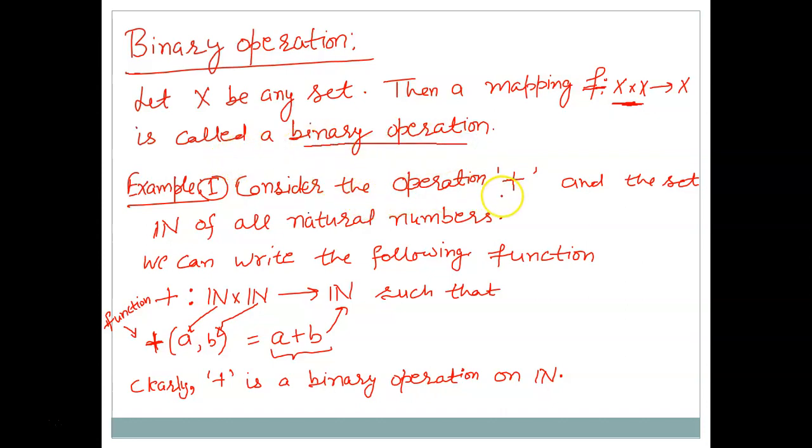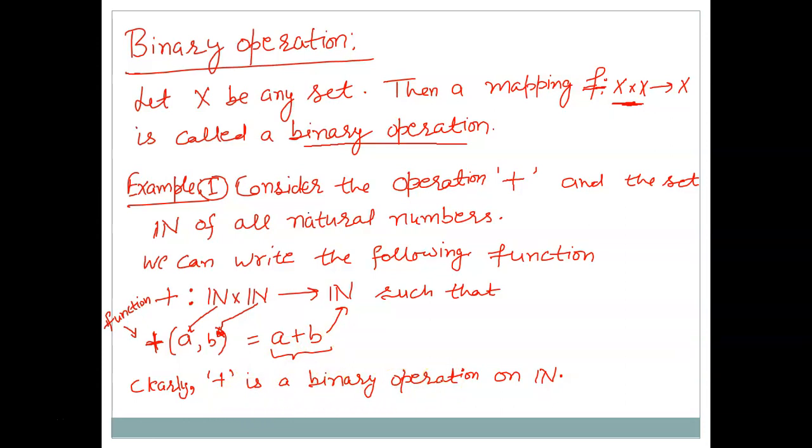For example, you consider the plus operation over the set of natural numbers. We can write the following function: in place of f, I am writing plus, N cross N to N. You are taking two natural numbers, because the Cartesian product consists of ordered pairs. The first element should be from N and second from N. Ordered pair is (a, b), a is a natural number, b is a natural number. Suppose plus of (a, b) is defined as a plus b, the usual way of addition. Then definitely the sum of two natural numbers is a natural number. So you can say this plus is a binary operation on N.